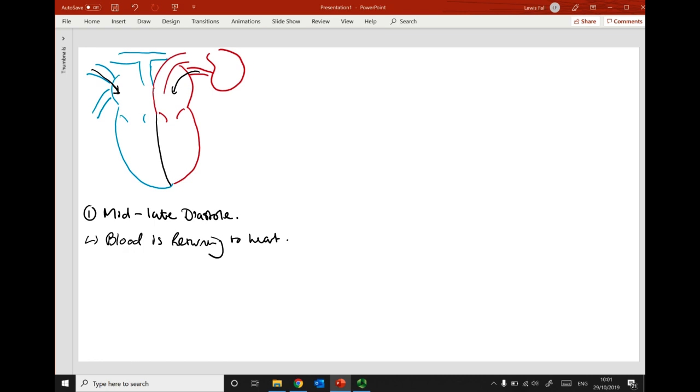We have got some valves that I have drawn into the heart, and as you can see, these valves are open, which means the blood is going down through those valves and into the ventricles. There are other valves we've got to consider, and these are the semilunar valves that are in the aorta and the pulmonary arteries. So these are the aortic valve and the pulmonary valve.